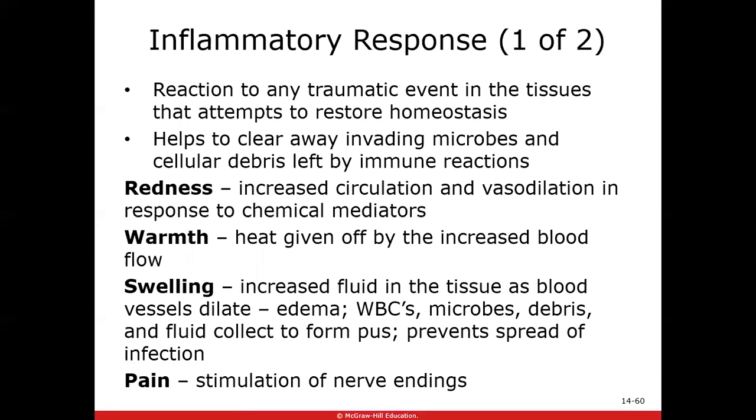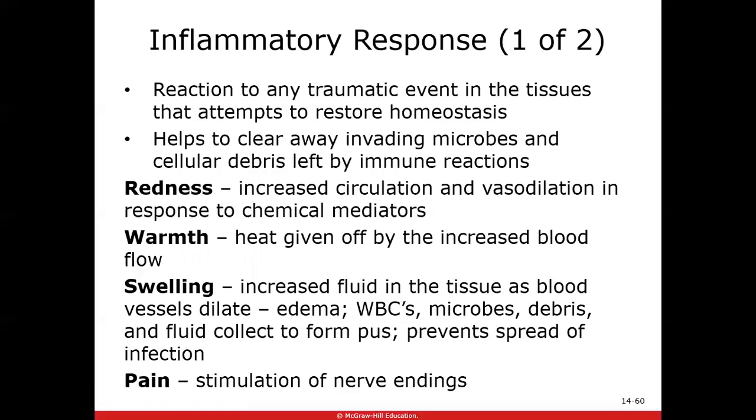So the inflammatory response is the reaction to any traumatic event in the tissues that attempts to restore homeostasis. The inflammatory response helps to clear away invading microbes and cellular debris left by immune reactions.